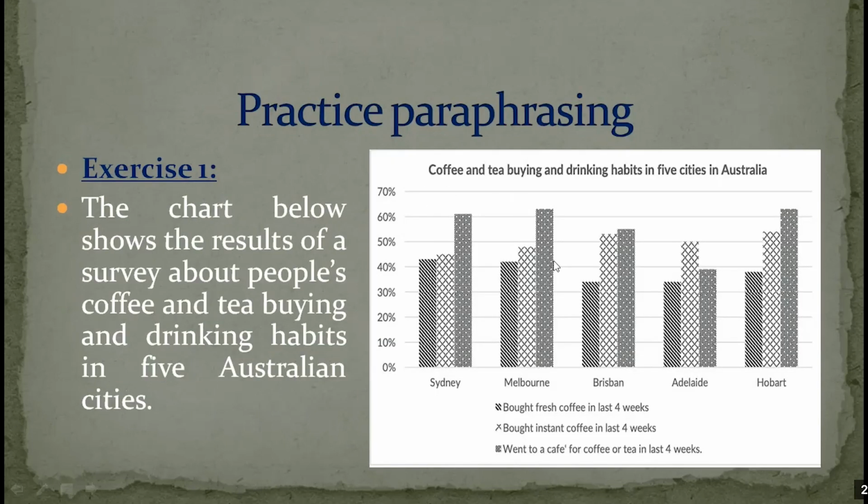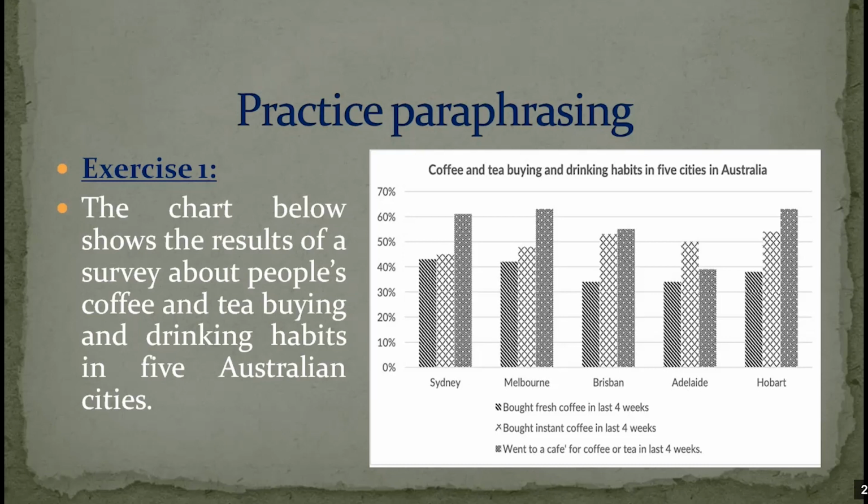Okay, so you practice, please. You practice. Take some time. That's the question. The chart below shows the results of a survey about people's coffee and tea buying and drinking habits in 5 Australian cities. And that's the chart. Please pause the video, and what you need to do is to try to write your own introduction. Don't continue the video until you've written the introduction. So get a pen and a piece of paper and actually write down your own introduction.